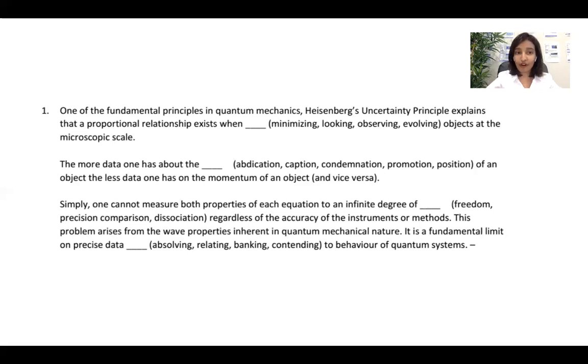And of course, it's not evolving. We cannot evolve a thing using a microscope. So using a microscope, we observe objects. So the first answer would be that a proportional relationship exists when observing objects at the microscopic scale.